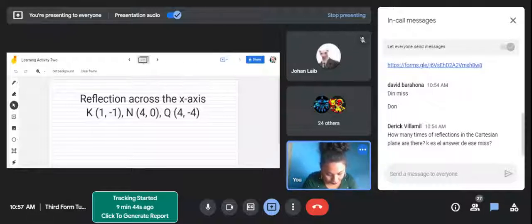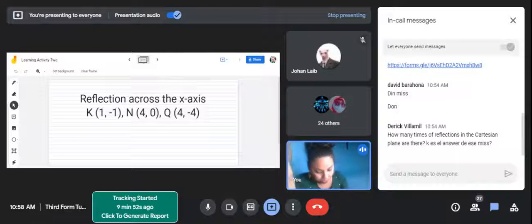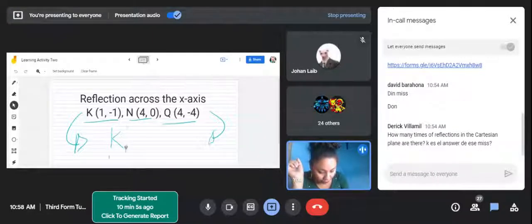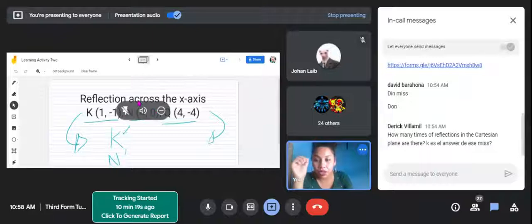One second. Okay. So now if we take a look at this question, it says reflect across the x-axis and it gives you 3 points, right? It gives you K, N, and Q. And what we are supposed to do is write the new points. So I want K apostrophe, N apostrophe, and Q apostrophe. This is what this question is asking me to do. All right, so everybody understands what we need to do? K apostrophe, N apostrophe, and Q apostrophe, right?